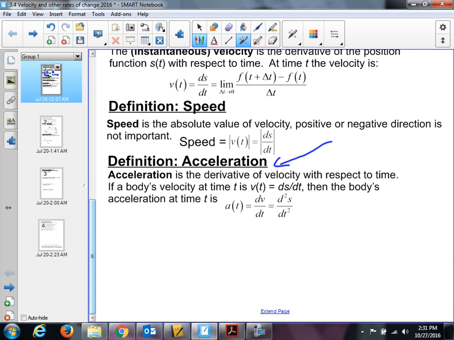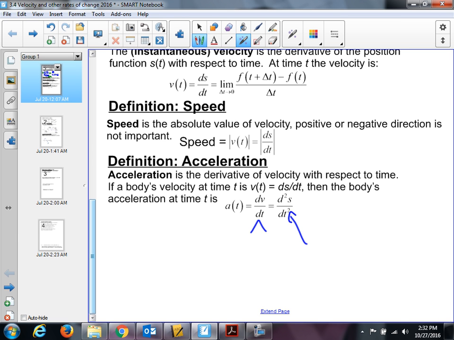Acceleration is how fast you're speeding up, really, the rate of speeding up. Acceleration is the derivative of velocity with respect to time. If a body's velocity is v(t), and v(t) is ds/dt, then the body's acceleration at time t is the derivative of the velocity, dv/dt.